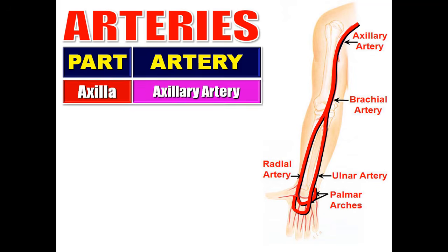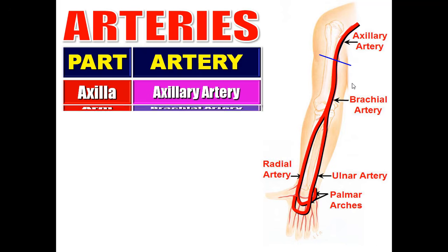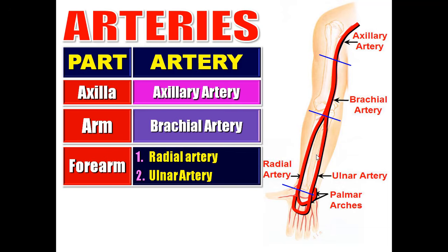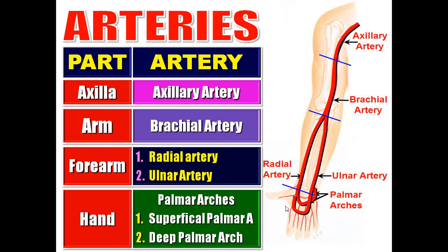Okay, in the axilla, we have the axillary artery. In the arm, we have the brachial artery. In the forearm, we have the radial and the ulnar arteries. And in the hand, the ulnar artery continues as the superficial palmar arch, and the radial artery continues as the deep palmar arch. So in the hand, we have two palmar arches, superficial palmar arch and the deep palmar arch.